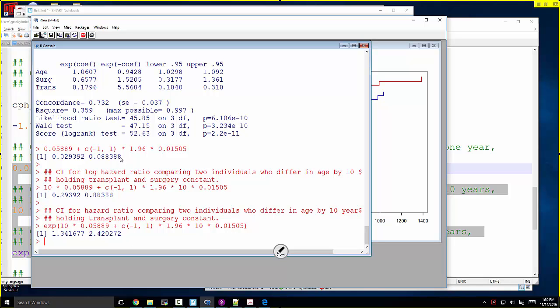The log hazard ratio for a difference of 10 units does not include 0. 0 is the null value on the log hazard ratio scale. And so equivalently, the interval for the ratio does not include 1. They're both telling us there's a statistically significant difference in the hazards.